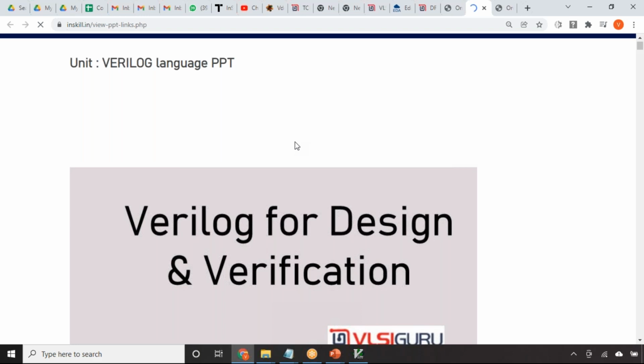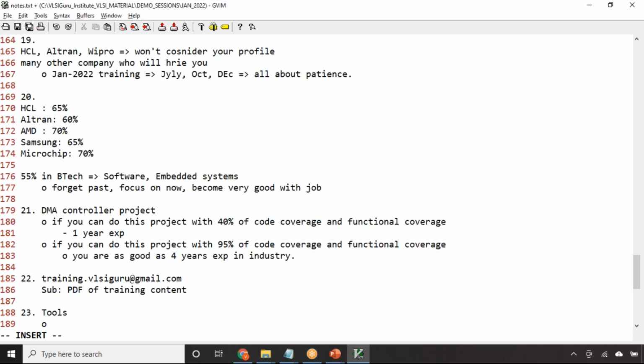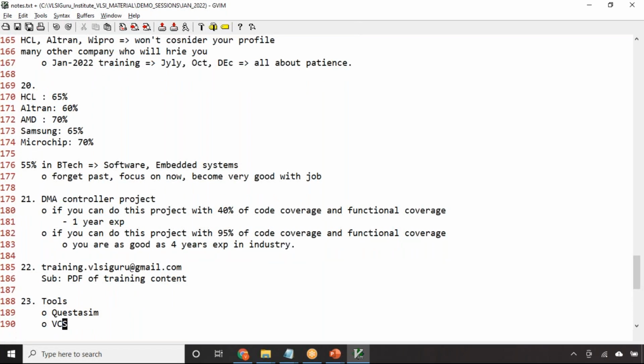Sir, one more query. From what I have understood, for freshers, you will not be teaching any industry specific tool. Is this true? No. See, we have tools. We have Questa Sim tool. We have VCS tool. Questa Sim tool is used in Qualcomm. Qualcomm will have Questa Sim also, VCS also, NC Sim also.